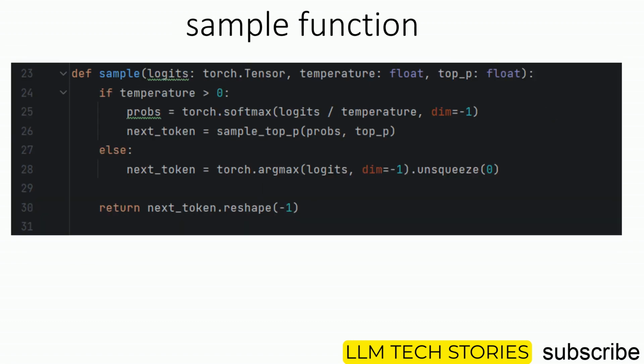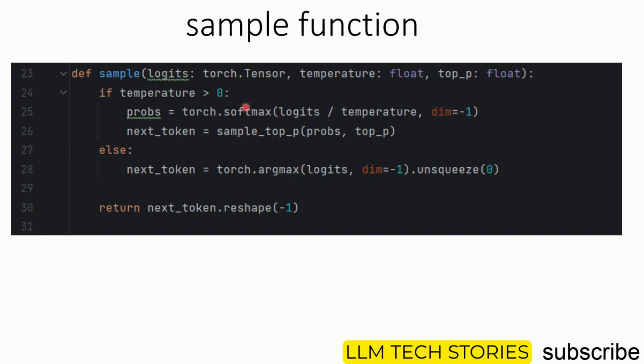Now let's look at the sample function. This function samples the token based on the input logits, with optional temperature scaling and top P sampling. What it does is it checks the temperature value, whether it is greater than 0 or not. If the value of the temperature is greater than 0, then it scales the input logits tensor.